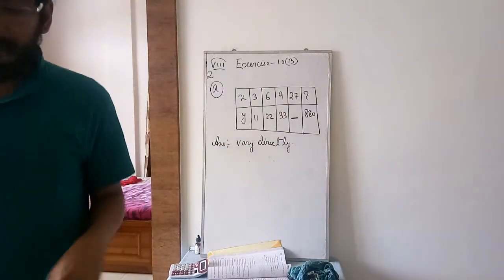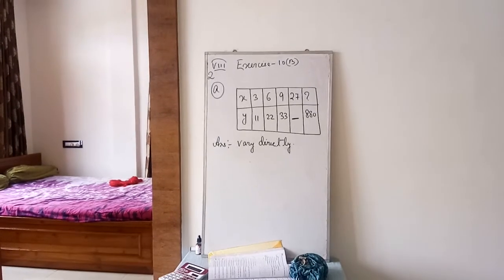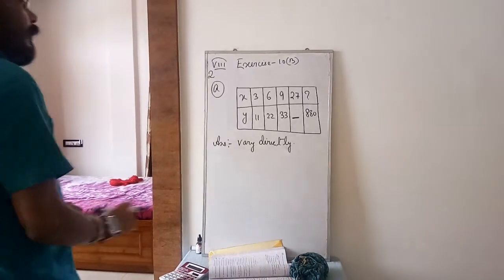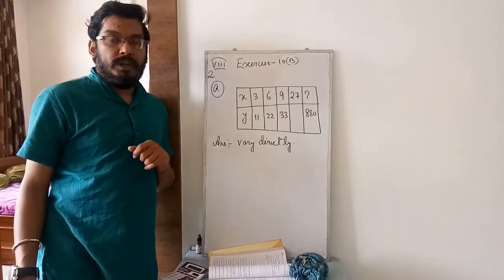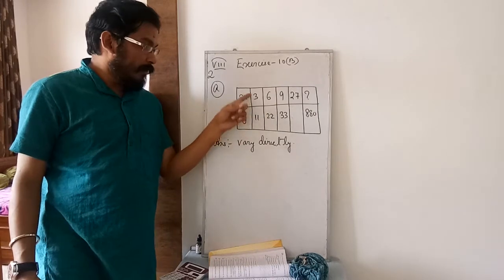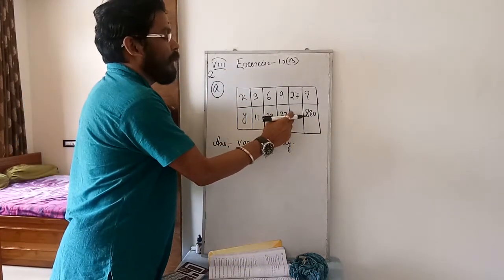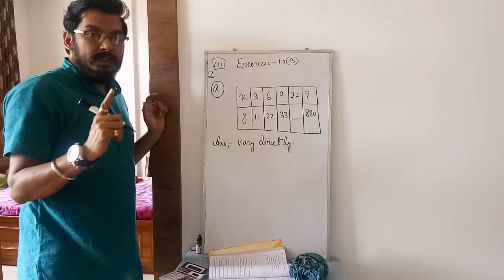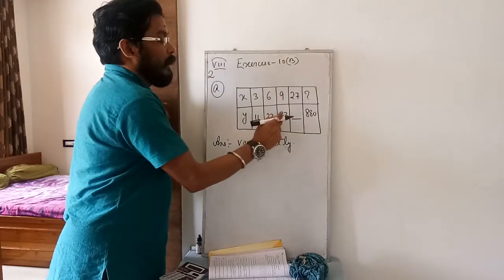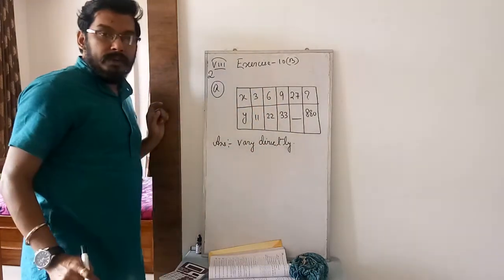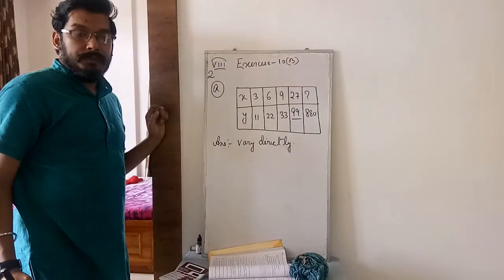And what do I have to put here? Check it by yourself first. What will be the value here? This is a direct variation, so the constant should be the same. Here it is 11 by 3, here also 11 by 3, here also 11 by 3. So how do we find the value? The easy way: since you know these two, you can multiply and divide by 9. 33 into 27 divided by 9 will give you the value. It is 99.